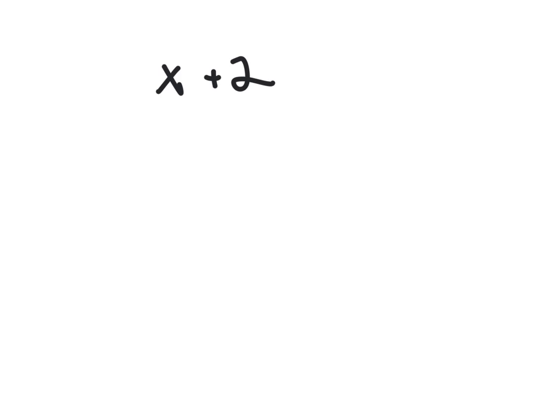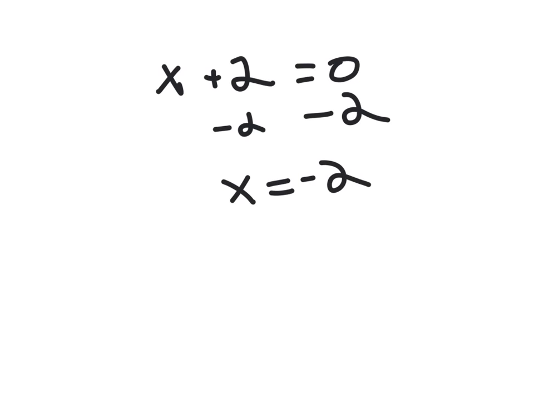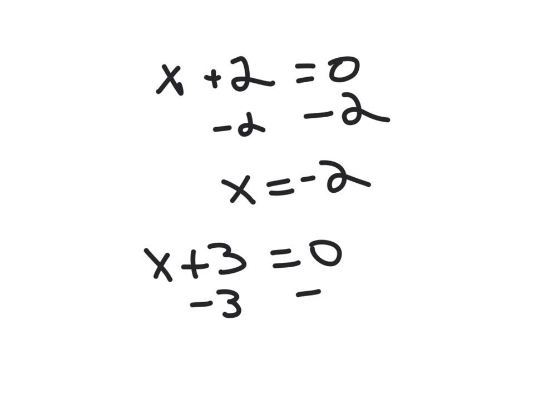In the case of x plus 2 equals 0, we know that we can subtract 2 from both sides and get that x equals negative 2. Likewise, x plus 3 equals 0. Subtract 3 from both sides. x equals negative 3. Easy equations to solve.